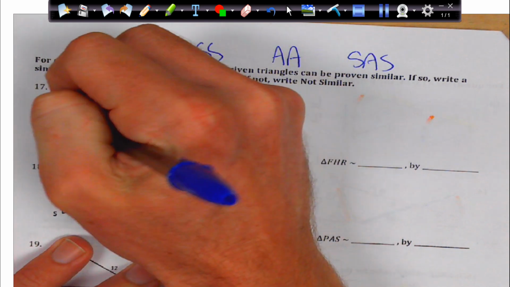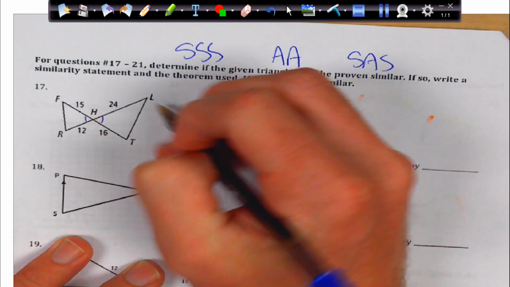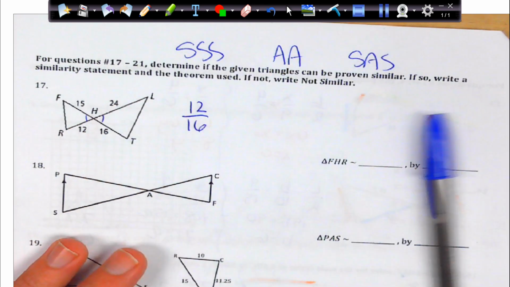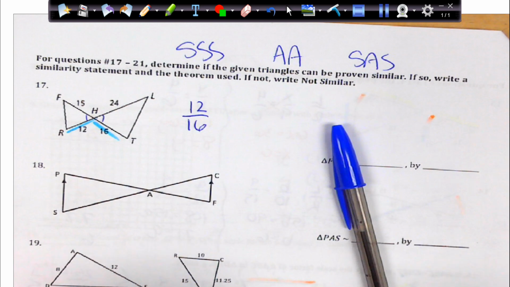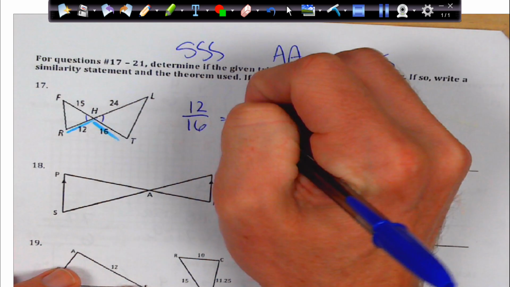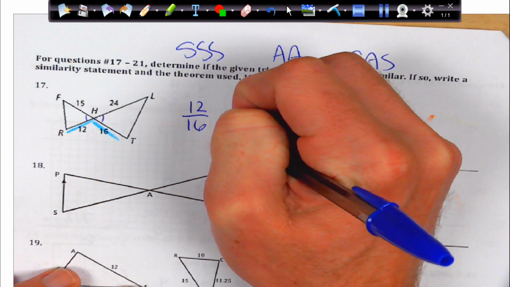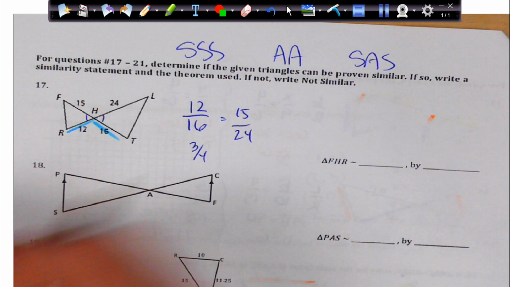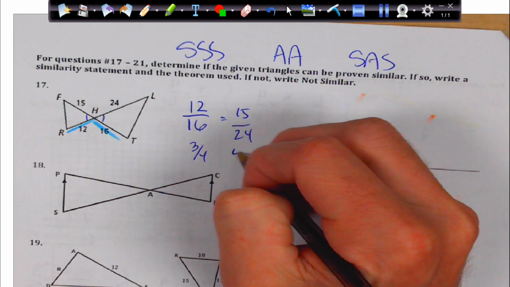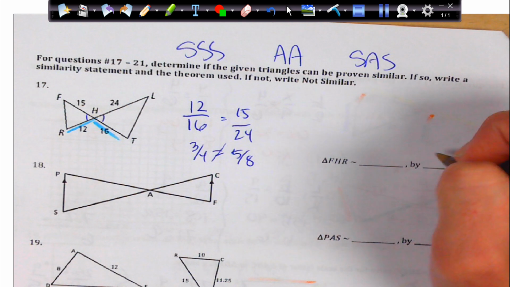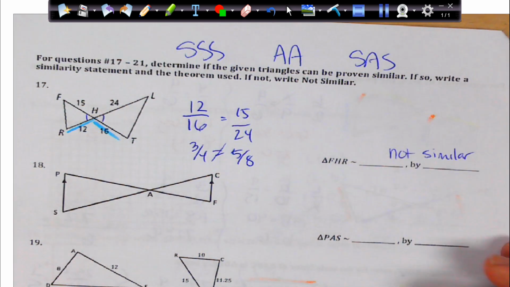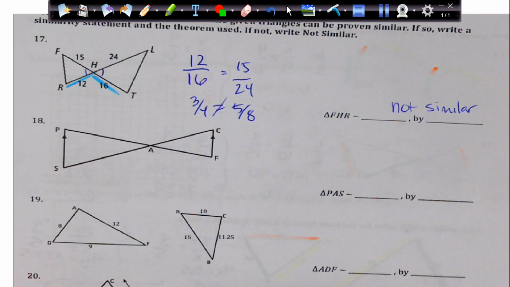I have the vertical angles, so I have to check, are these proportional? So I'm going to take the smallest side, which is 12, and I'm going to compare it to the smallest side, which is 16. So in this one, these should line up. And then I'm going to take the largest side, 15, and line it up with the largest side, 24. Are those the same? And so when I reduce them, I get 3 over 4. And when I reduce this one, I get 5 over 8. Those are not the same, so I'm going to say not similar. Doesn't work.